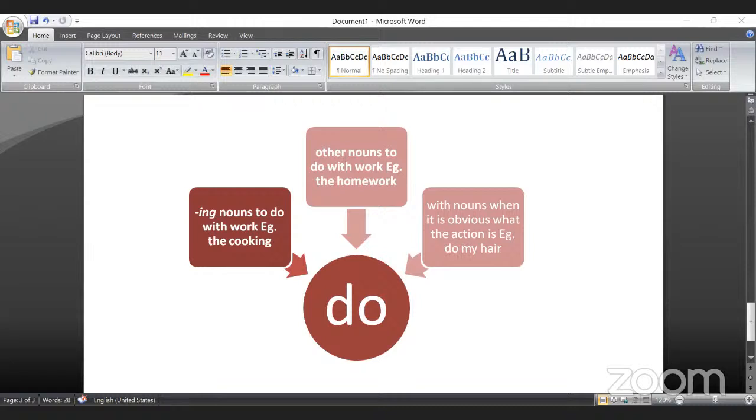So what is the category of nouns then? The nouns when it is obvious what the action is. The action is very obvious. In that case also, basically brush your teeth or clean your teeth, etc. The main verb, the action verb brush or clean, etc. is replaced with the delexicalized do. Okay.